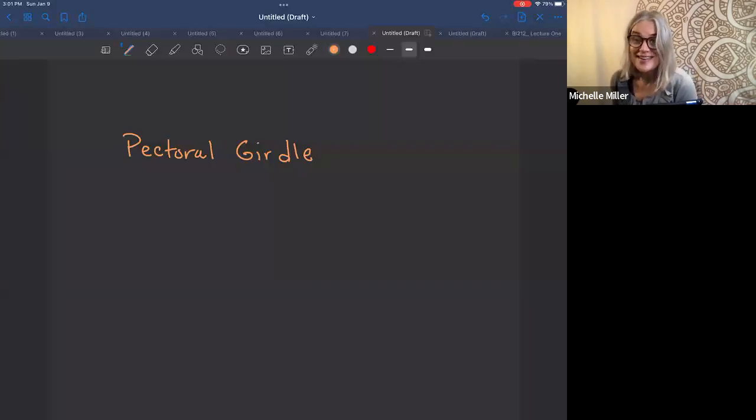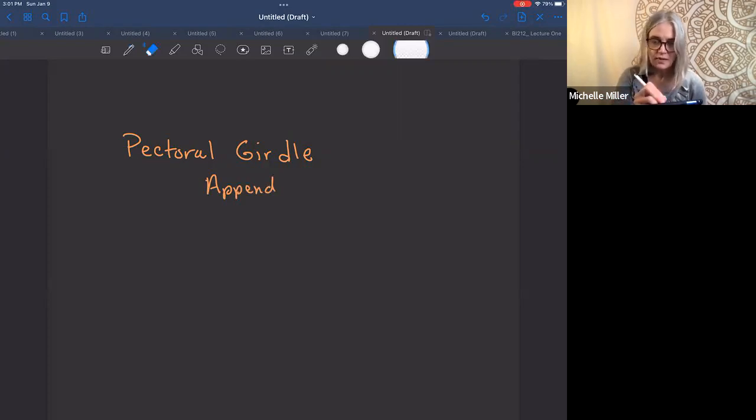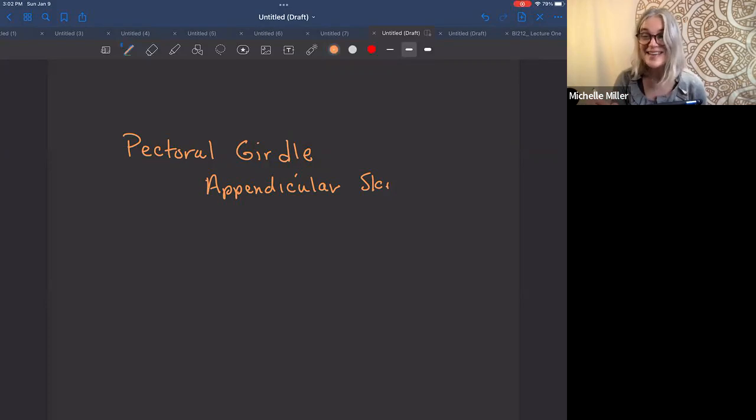The pectoral girdle is now part of the appendicular skeleton. So instead of the axial skeleton, we're going to start talking about the appendicular skeleton. And this is really easy to remember because this is what is the appendages, but also what attaches the appendages onto our central axial skeleton. So the appendicular skeleton. So pectoral is different from pelvic.